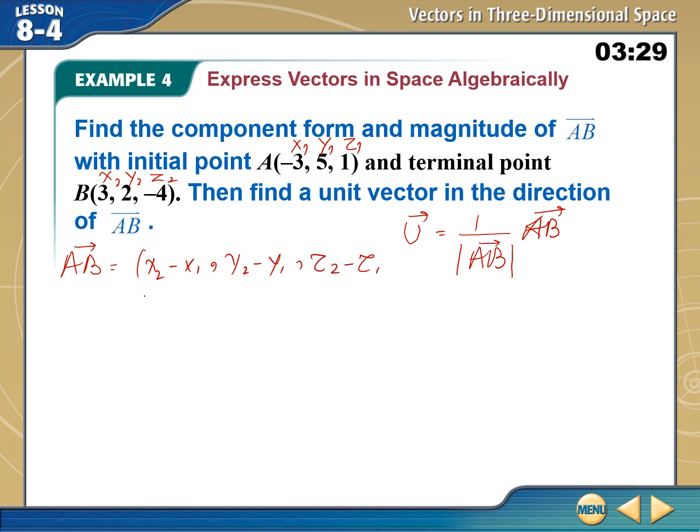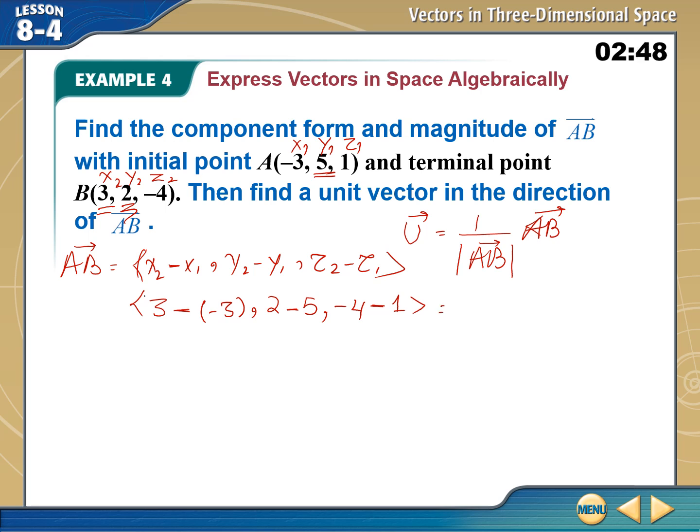So let's try to find out this vector AB. What is x2? You can see the coordinates of B are named as x2, y2 and z2. So x2 is 3, then the minus sign, and x1 is negative 3. Then comma, y2 is 2, minus, and y1, the y coordinate of A, is 5. Then z2 is negative 4, minus, and z1 is 1. Okay, let's solve it.